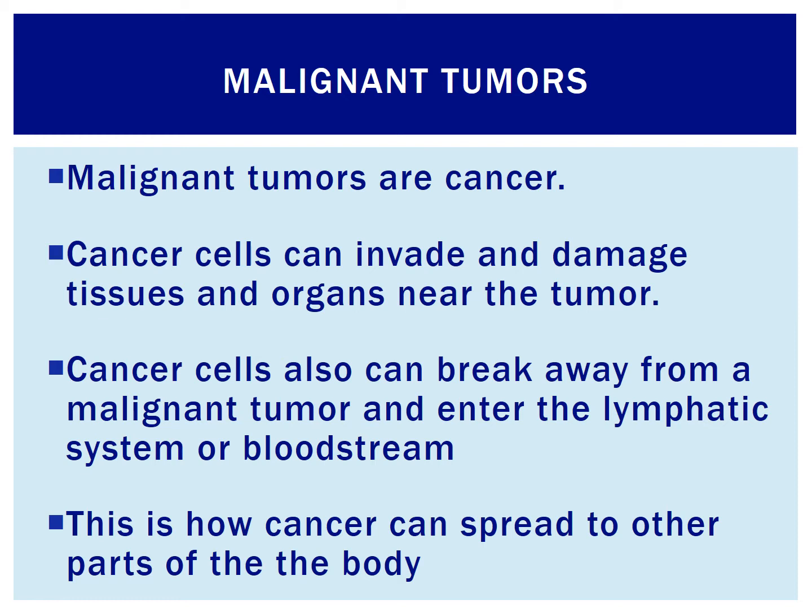Malignant tumors are cancer. Cancer cells can invade and damage tissues and organs near the tumor. Cancer cells can also break away from the malignant tumor. These cells can enter the lymphatic system or the bloodstream. The lymphatic system is a system of organs, lymph nodes, lymph ducts, and lymph vessels that all work together as part of the immune system. When the cancer cells enter the bloodstream or the lymphatic system, cancer can spread to other parts of the body.